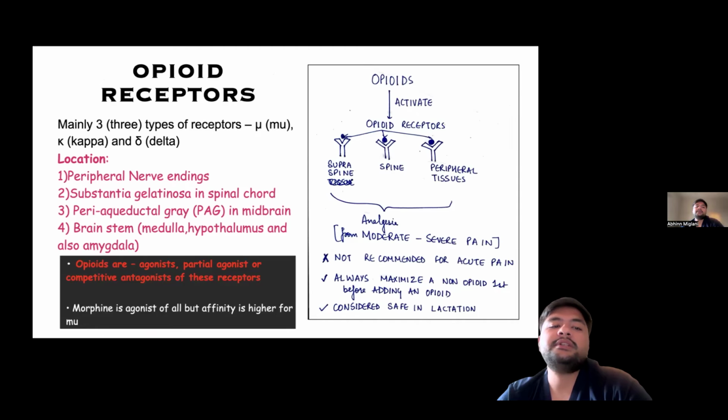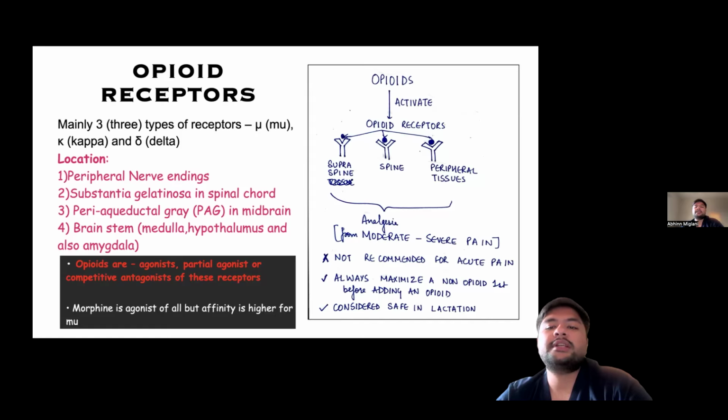The opioid receptors are mainly three types: mu, kappa, and delta. Mu ones are the most commonly involved. Their locations include peripheral nerve endings, substantia gelatinosa in the spinal cord, periaqueductal gray in the midbrain, brain stem, medulla, hypothalamus, and also amygdala. The opioids are agonists, partial agonists, or competitive antagonists of the receptors. Morphine is an agonist of all, but affinity is higher for mu.